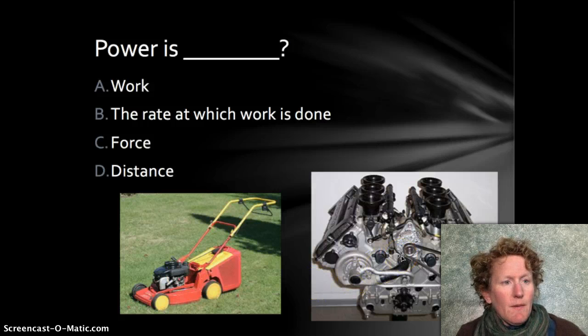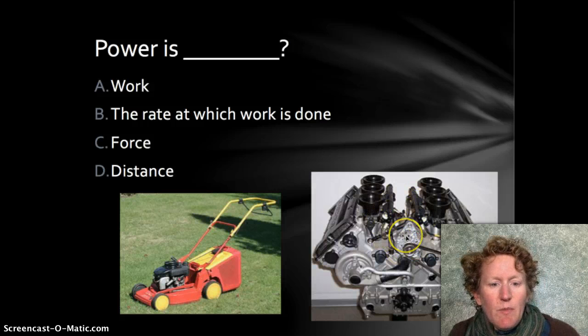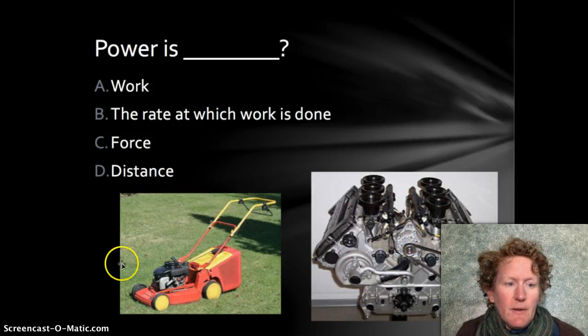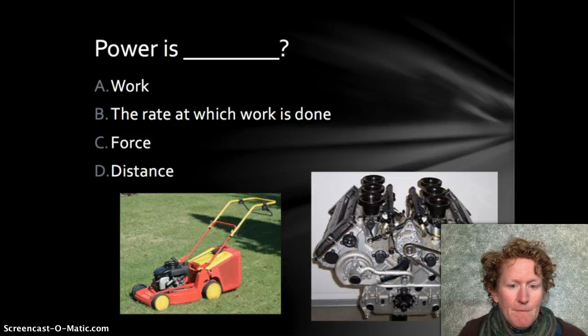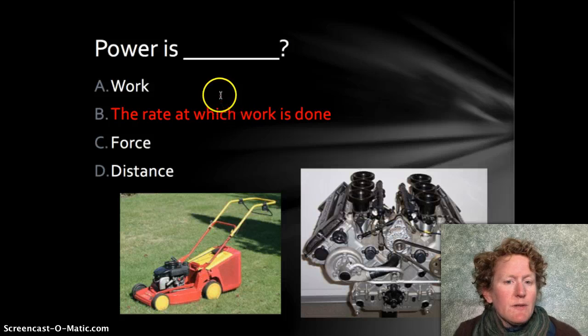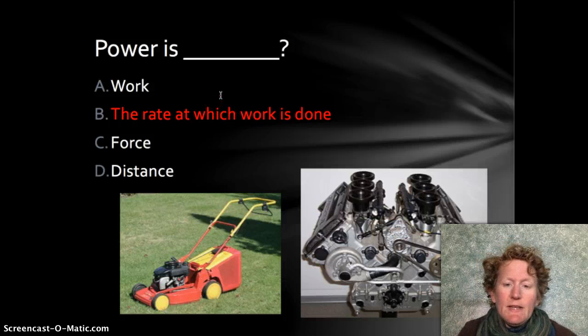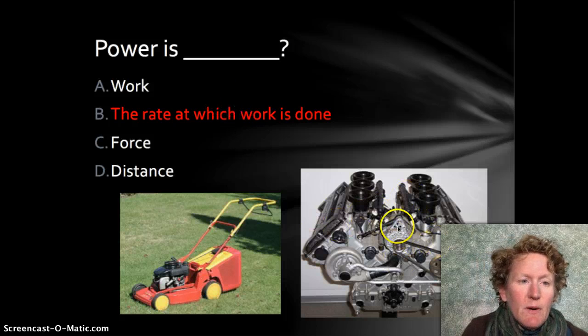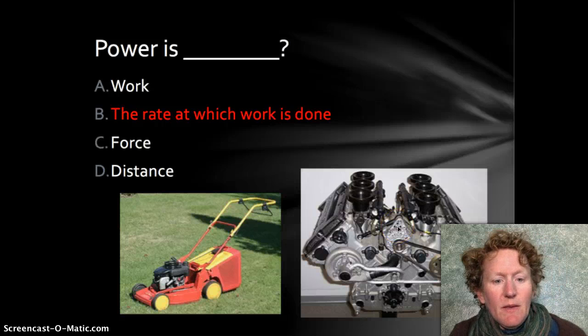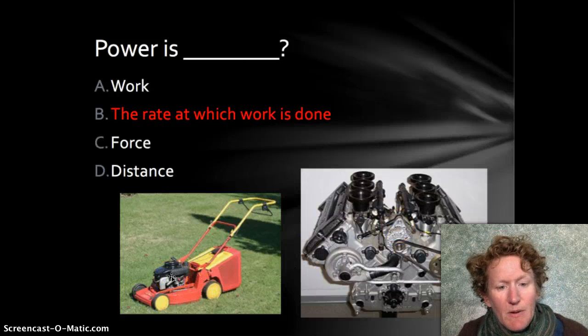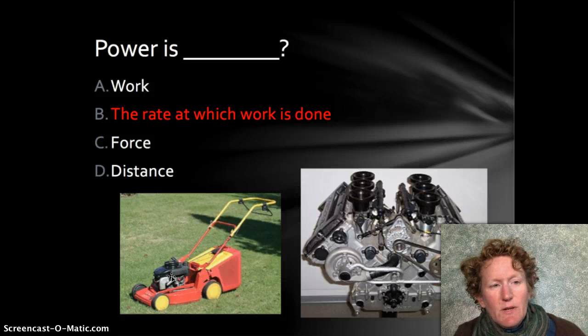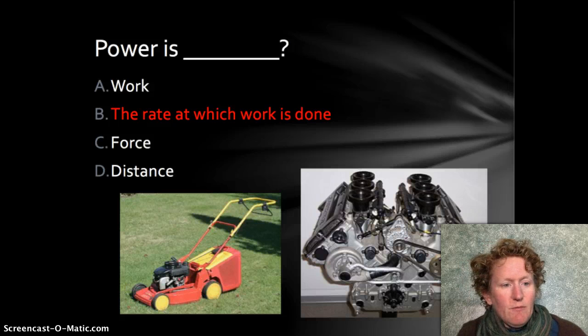If you want to move your car up a hill, do you want a V6 with lots of horsepower, or do you want a lawnmower engine? Both of them have different amounts of horsepower. Power is the rate at which work is done. So you have a bigger horsepower engine, that'll move your car up the hill. If you have a smaller horsepower engine, that's not going to do as much work as quickly, and it might get your car up the hill, but it's going to do it very slowly. It doesn't have much power.